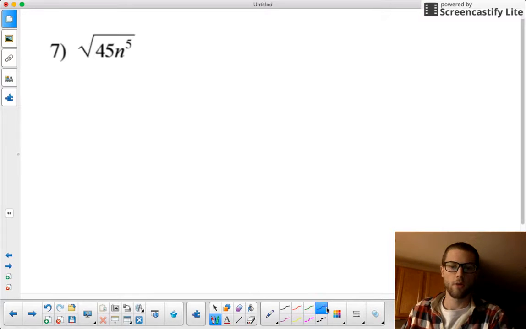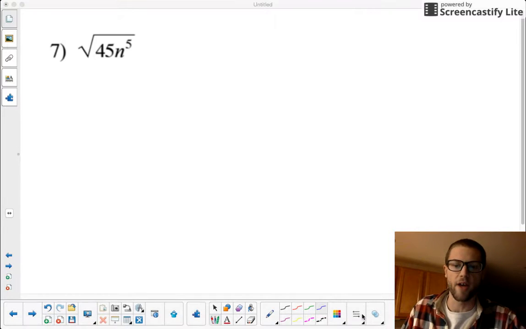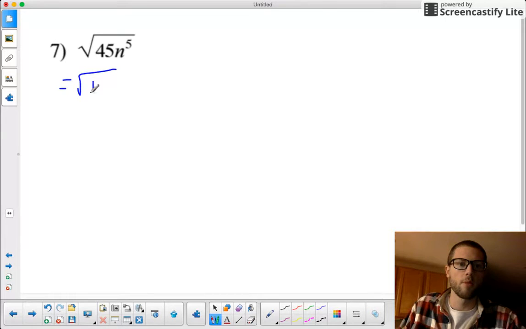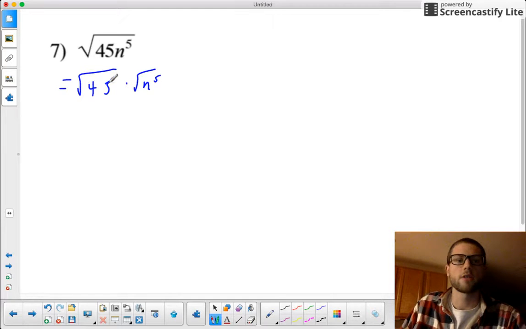All right, for this problem here, what we're going to do is simplify this radical, the square root of 45n to the fifth. For simplicity's sake, I'm going to treat this like two separate problems. I'm going to split up my normal numbers and my variables. And let's first address simplifying the square root of 45.